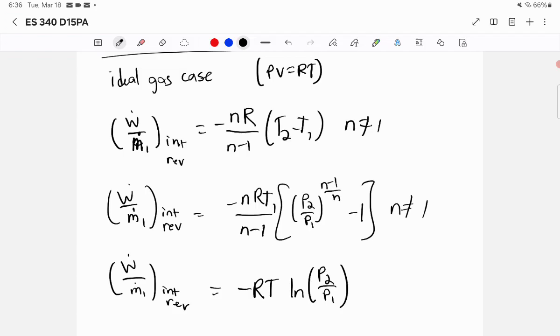And we're also, of course, assuming steady state and internally reversible, right? All of those things.